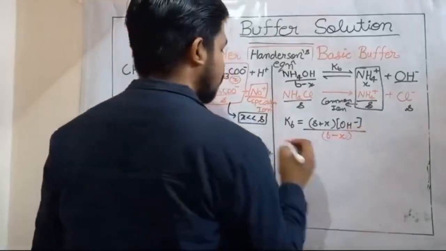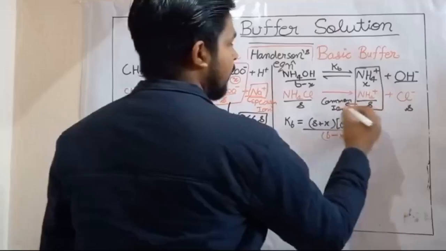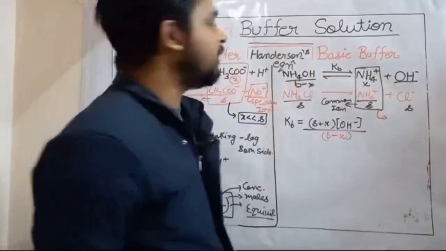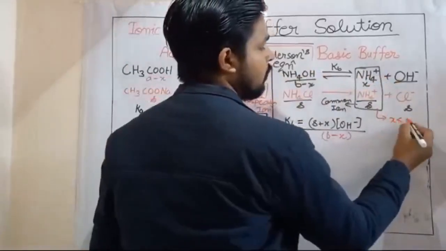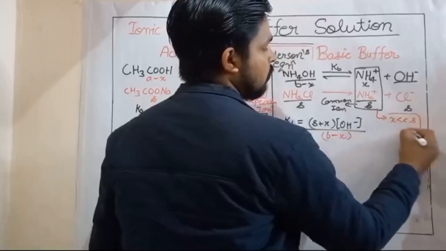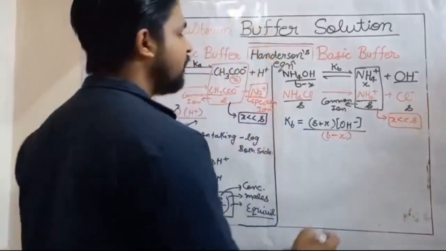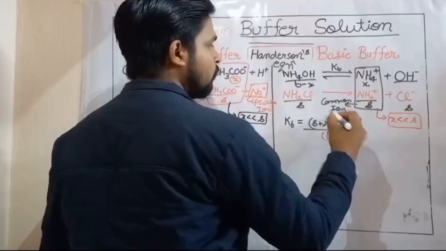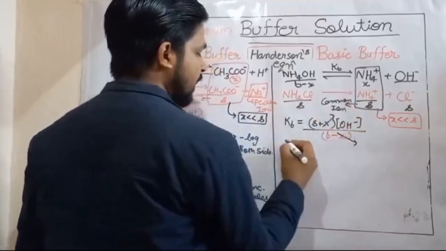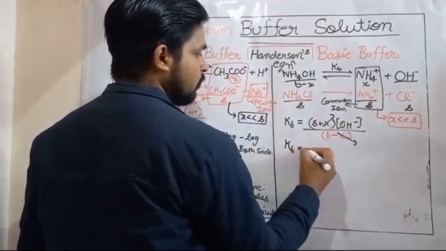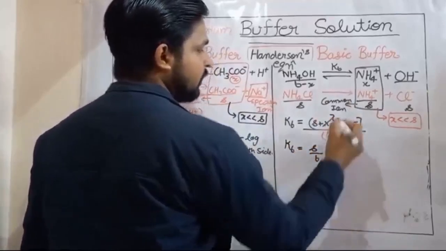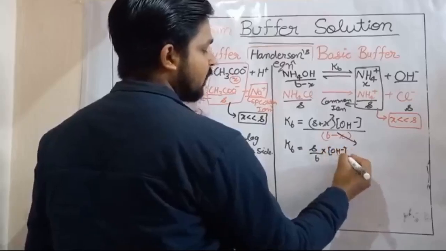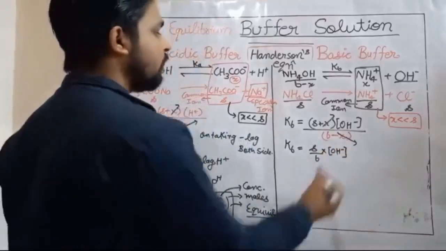Okay student, from the common ion effect, the formation of NH4 ion from the weak base is very less, so we can neglect the NH4 positive ion from the weak base. So we write Kb equals salt by base concentration into the OH minus ion concentration, which comes from the weak base.